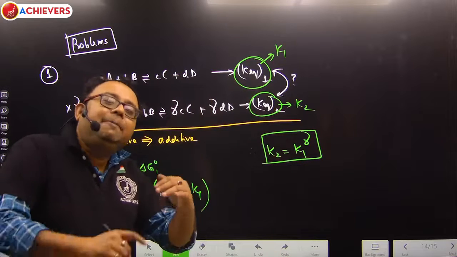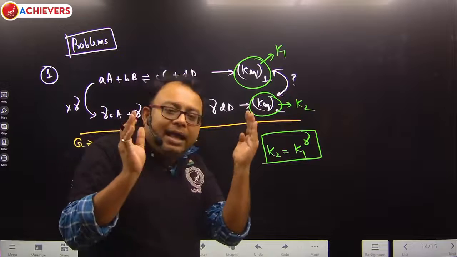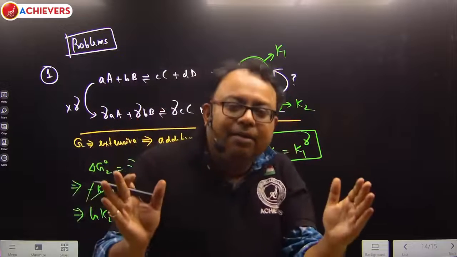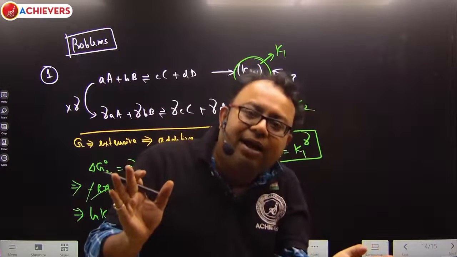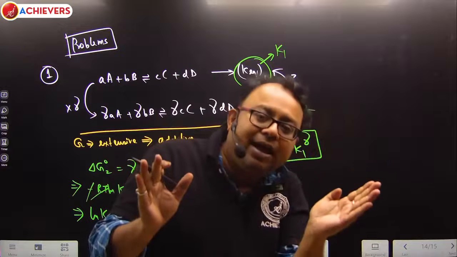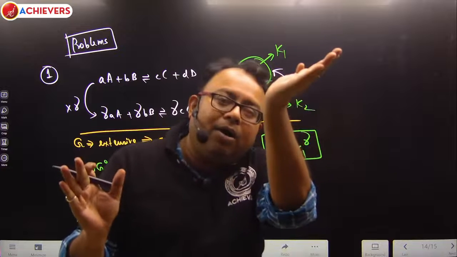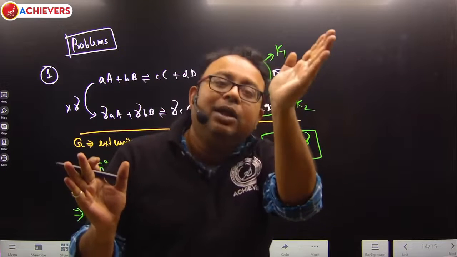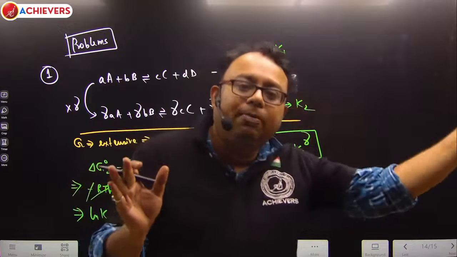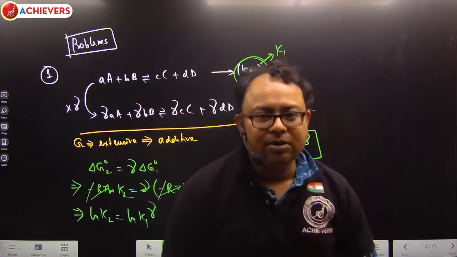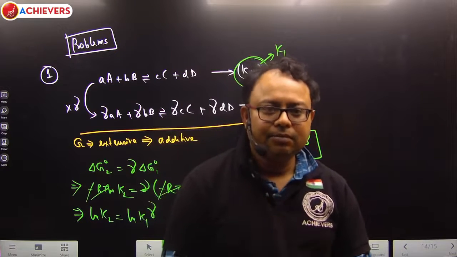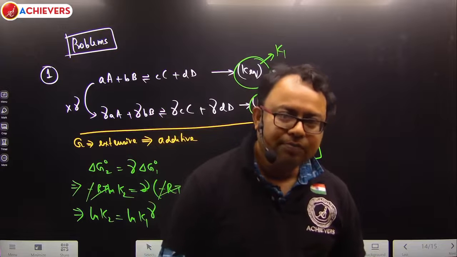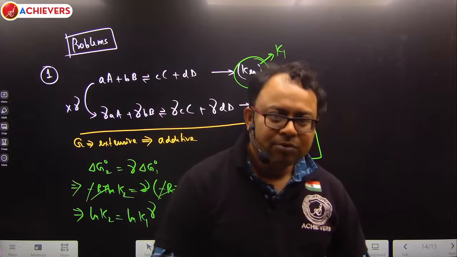So if you multiply a reaction by a scalar factor, then that scalar factor goes to the power of the initial equilibrium constant in order to obtain the final equilibrium constant. Simple, understood? Done?